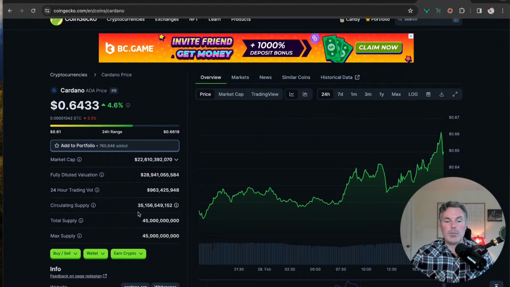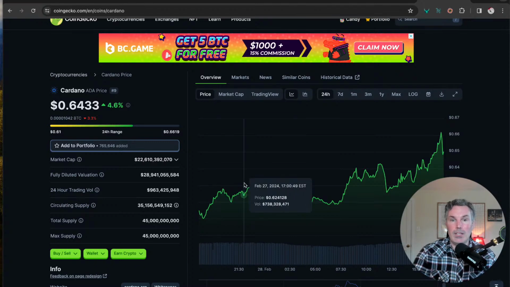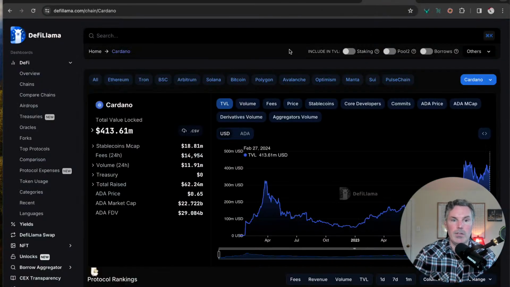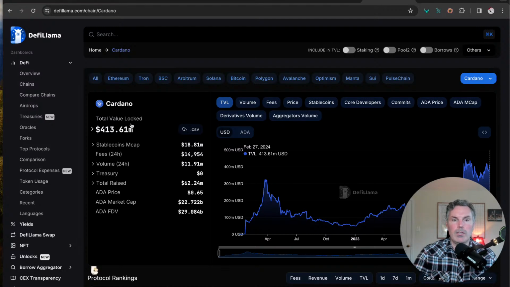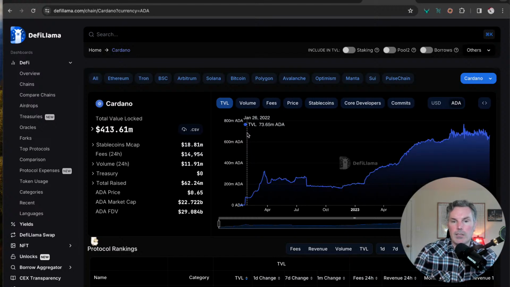Well, welcome to DeFi Llama. If you've never been to DeFi Llama, this is a fantastic resource. Check it out. What you're looking at now is Cardano. We've selected total value locked, 413.61 million, and you can turn it into ADA. You can see how much ADA is locked. When we look at how many ADA are locked, we're looking at a lot of ADA.